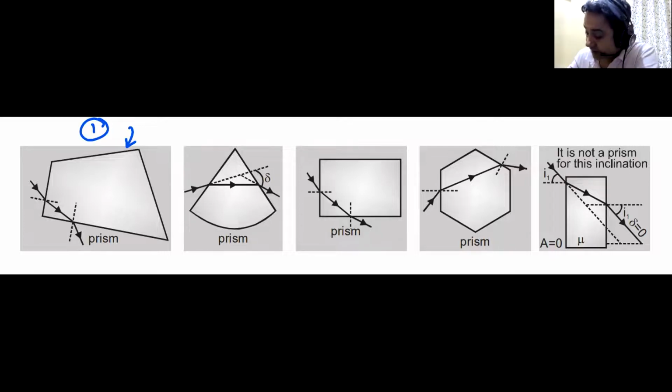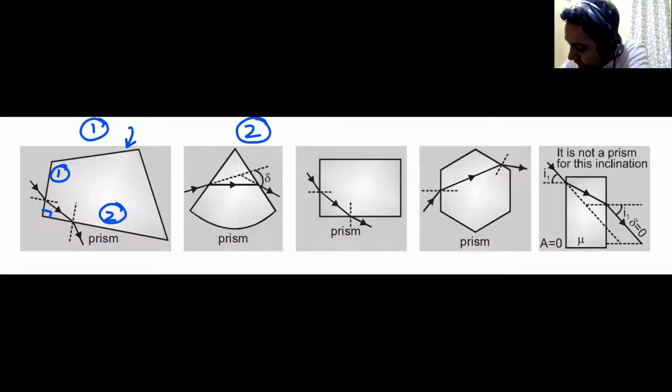Yes, it has two surfaces. This is surface number one. This is surface number two. And they are at an angle. Here the angle may be 90 degrees. Do we understand this? Number one is a prism. What about number two? Is it a prism?